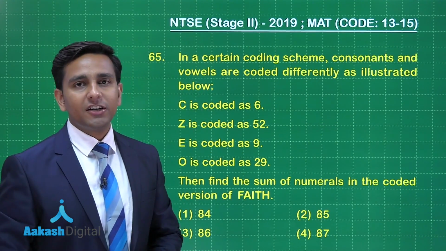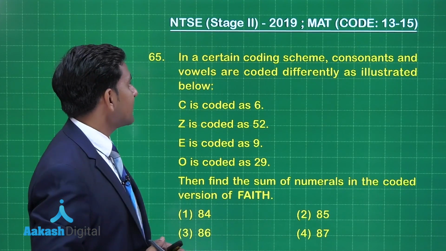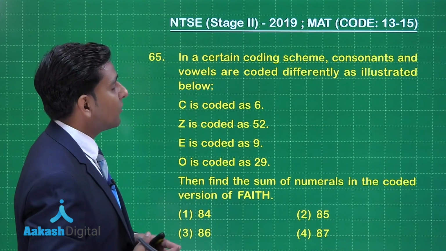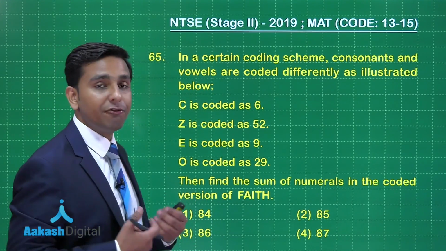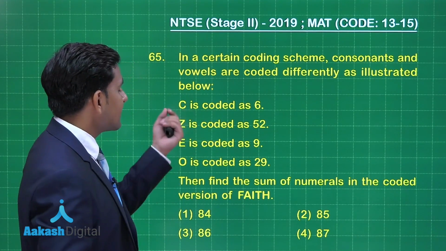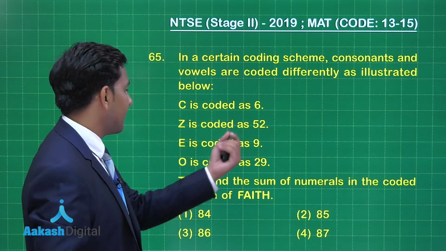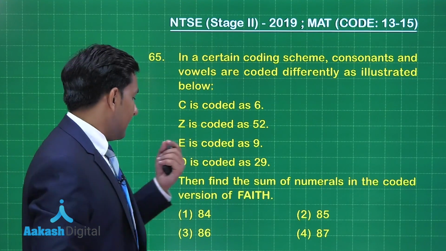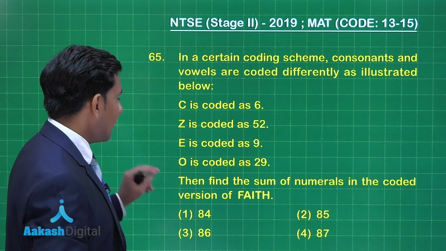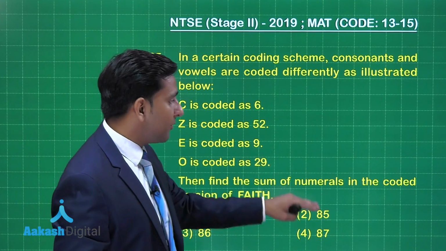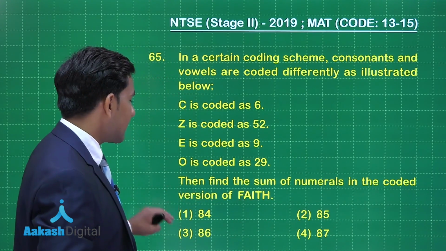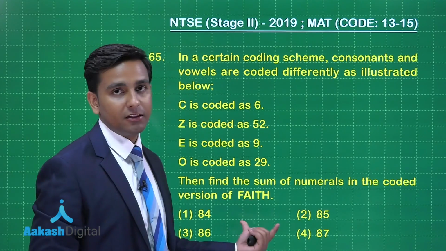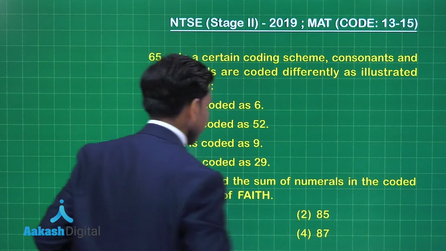Now let's solve question number 65. This question states, in a certain coding scheme, consonants and vowels are coded differently as illustrated below. C is coded as 6, Z is coded as 52, E is coded as 9, O is coded as 29. With the help of these coding patterns, we have to find the sum of numerals in the coded version of this word faith. Let's solve this question.